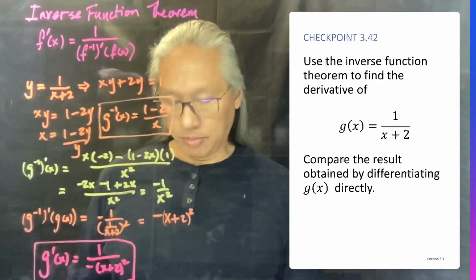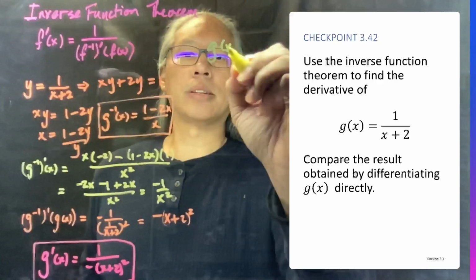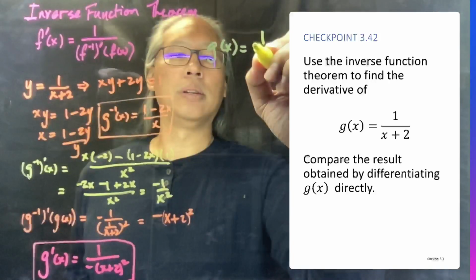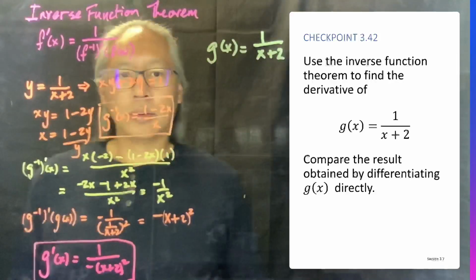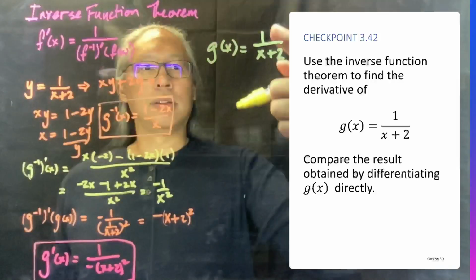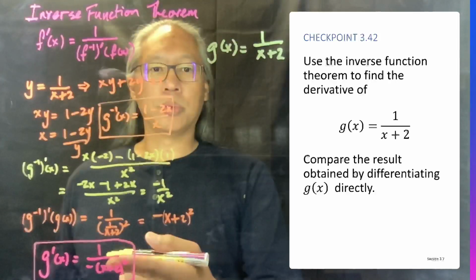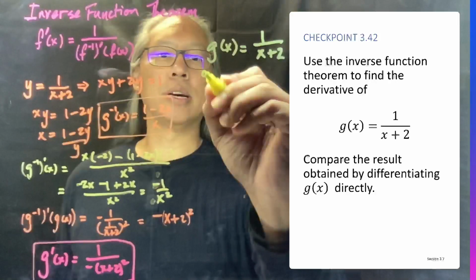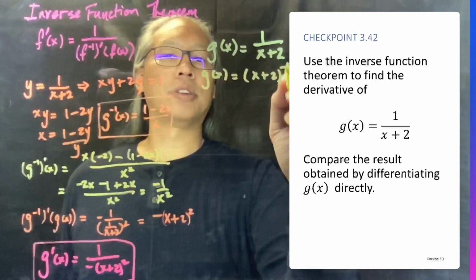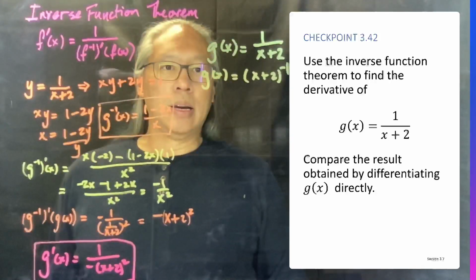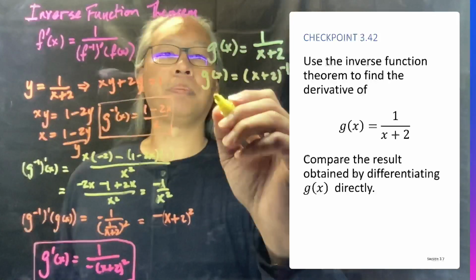Now let us try to find the derivative of g directly. Let's rewrite g of x is equal to 1 over x plus 2. We have gone over the chain rule, and this is just a reciprocal. So you can do this using the quotient rule, but let's try something different. Without taking the derivative yet, let's rewrite this as x plus 2 to the negative first power. Now we'll take the derivative of that using the chain rule and the extended power rule.